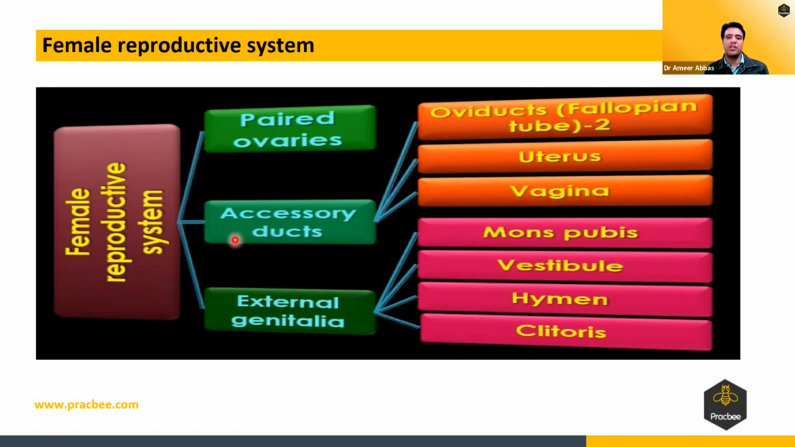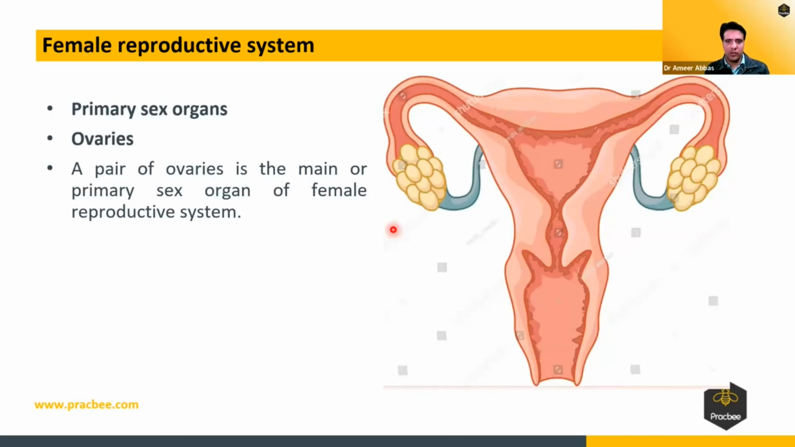And then we will discuss the external genitalia, which consists of the vestibular part, then mons pubis, hymen, clitoris, etc. Okay. Lastly, we will be discussing the accessory glands. Okay. So let's begin with the female reproductive system.